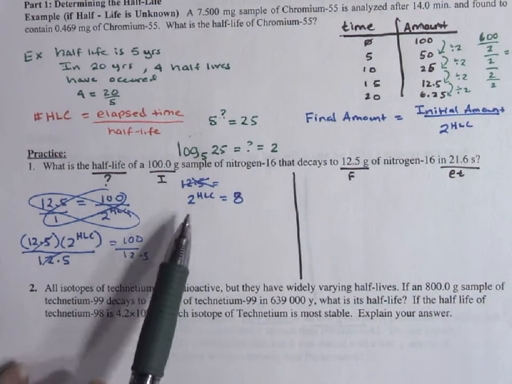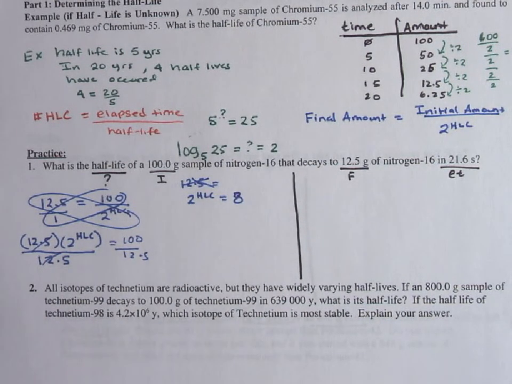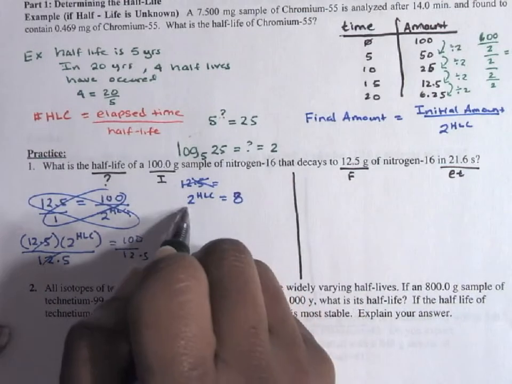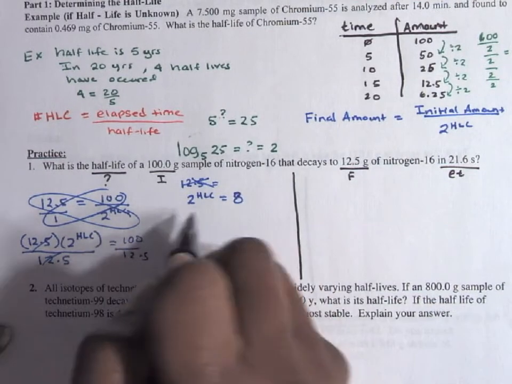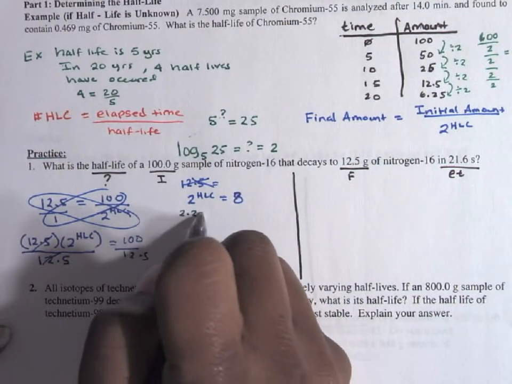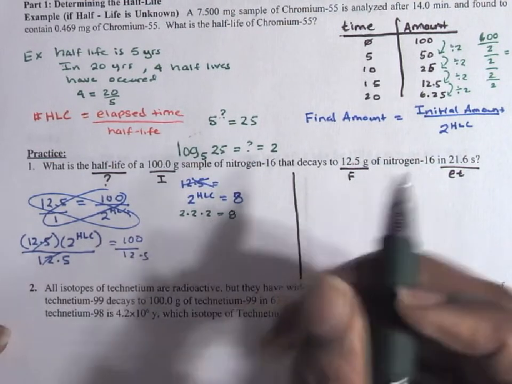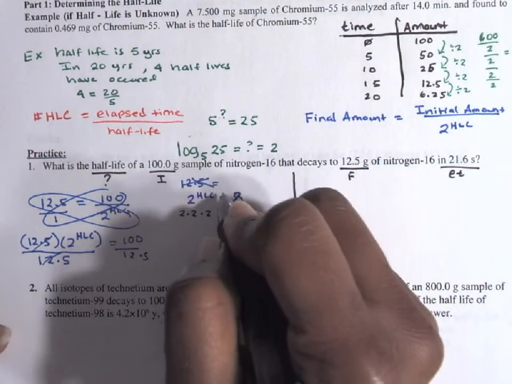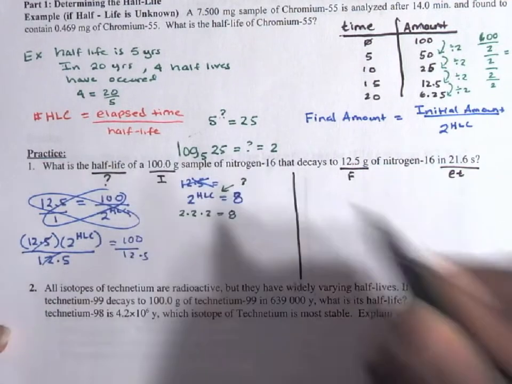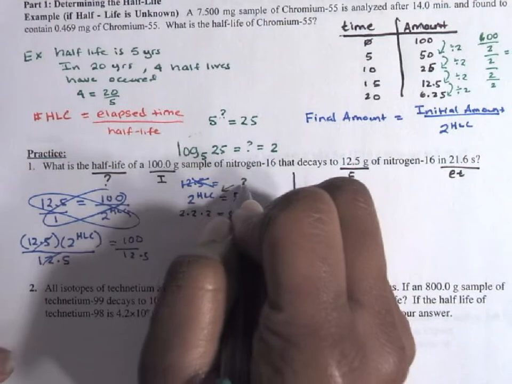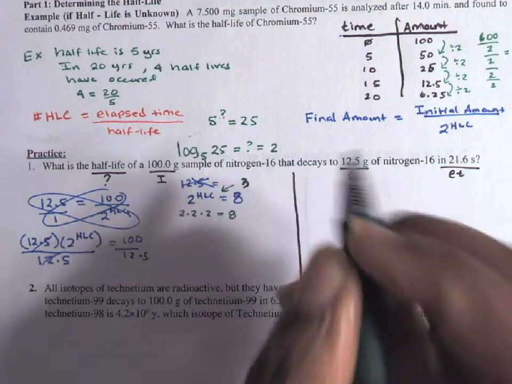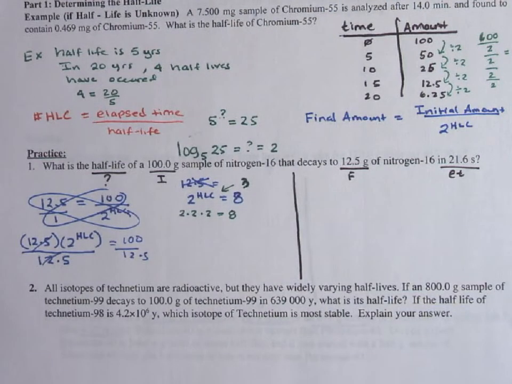So with these numbers, you could actually solve this mentally. The way you would solve this mentally is you would figure out, how many times do we need to multiply 2 together to get to 8? 2 times 2 is 4, times 2 is 8. That means that the half-life cycle, that power there, is 3. Okay, so you can do that mentally. But what if you wanted to use logs to do it? What would that look like?